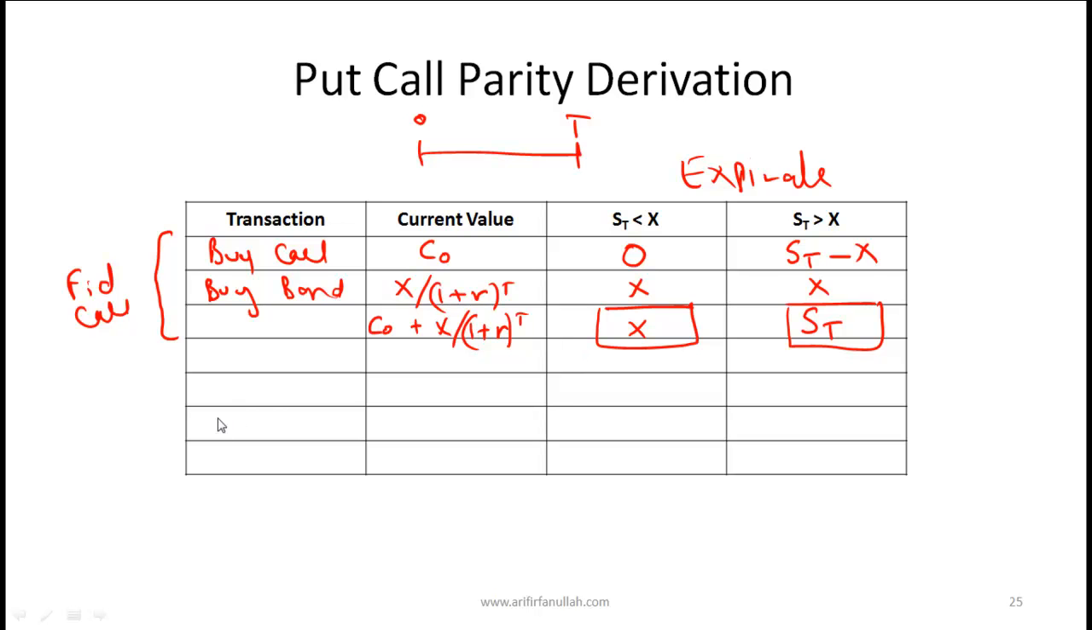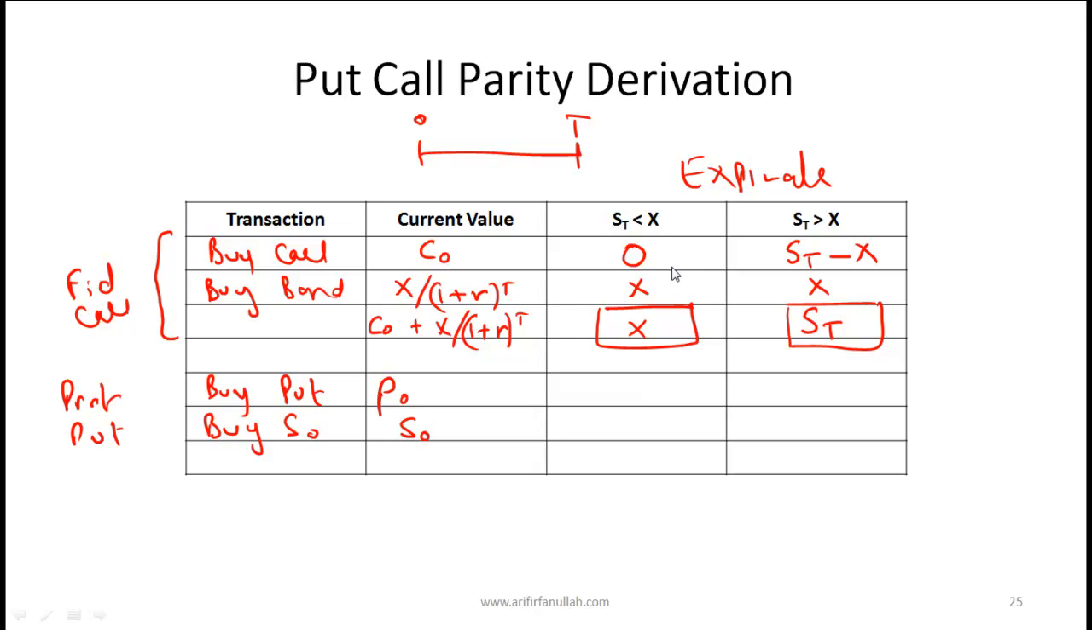Now what about a protective put? So now let's talk about a protective put. What is the transaction for a protective put? We buy a put option and we also buy the underlying asset. So we buy the stock at time 0. So what is the current value? The value of the put is denoted by P naught and the value of the stock is denoted by S naught. Now at maturity, what do we have?